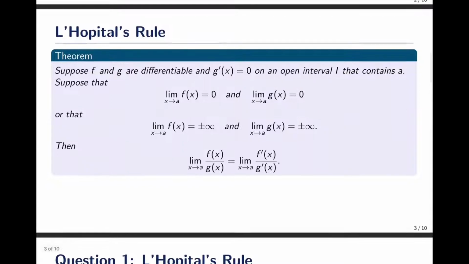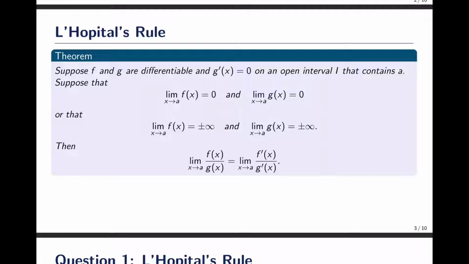All right, so like I said above, the first thing that we want to do is understand what L'Hopital's rule says. Let's suppose that we have f and g differentiable, and that the derivative of g is non-zero on some open interval I that contains the point a that we're interested in. This function can potentially be 0 at a, as we'll see in just a second.